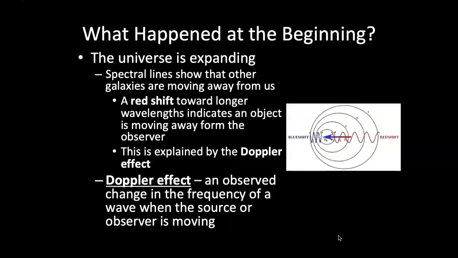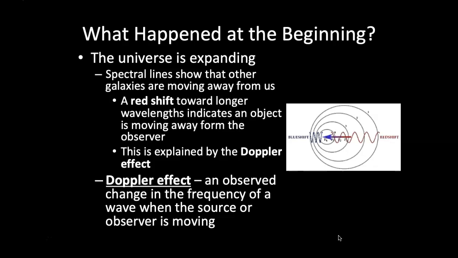In order to support this theory, scientists actually have some evidence to show that the universe is currently expanding. What they use is spectral lines that show other galaxies as they're moving away from us. A red shift gives us longer wavelengths, indicating that an object is moving away from its observer, and this is explained by the Doppler effect. The Doppler effect is an observed change in the frequency of a wave when the source or observer is moving.